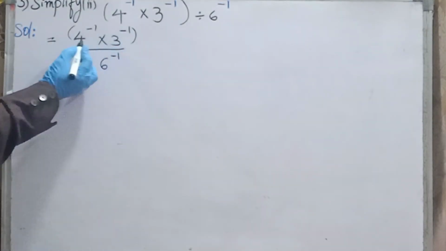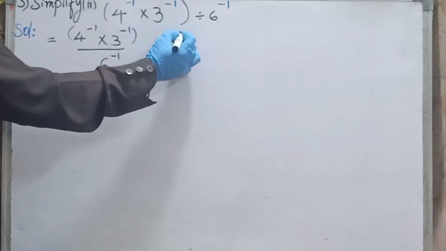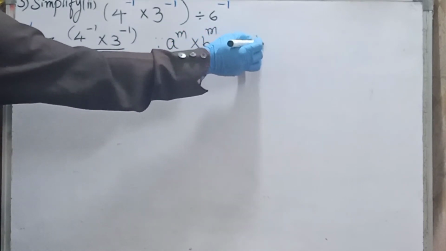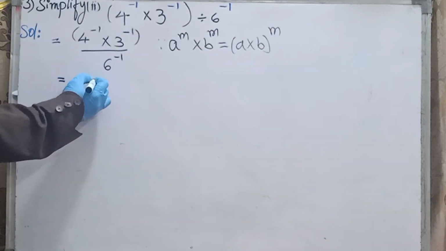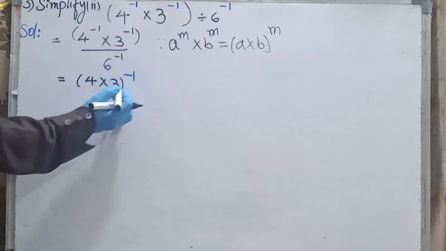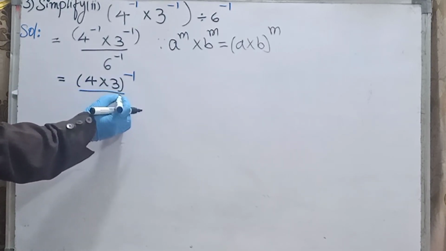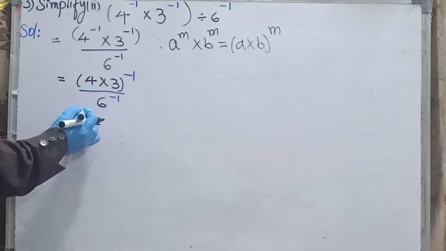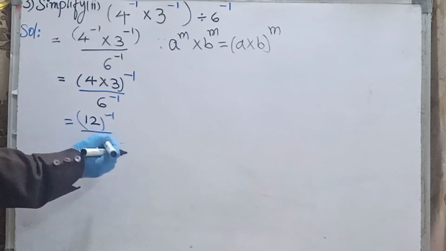First we'll open this bracket, using which formula? a power m into b power m is equal to a into b whole power m. So it can be written as 4 into 3 in bracket, whole power minus 1 outside, by 6 power minus 1. So it is equal to 4 3s are 12, power minus 1, by 6 power minus 1.